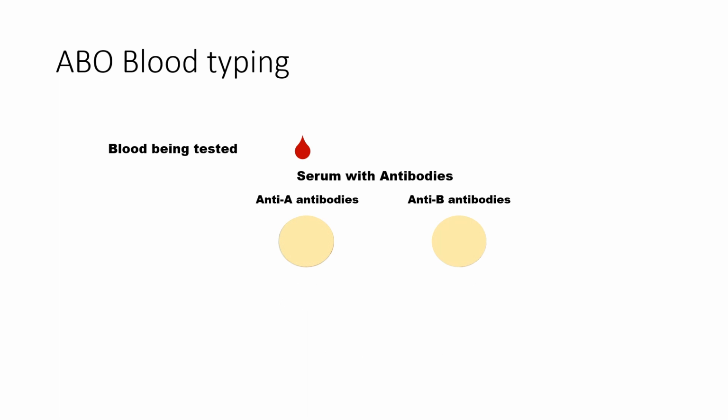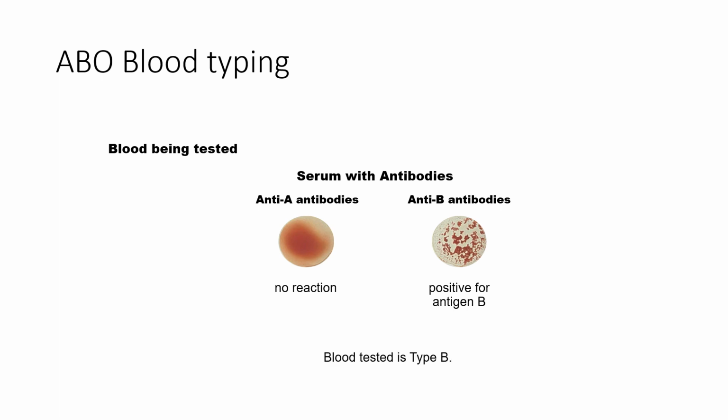In this scenario, we'll take our blood, we'll drop it in the anti-A antibody vial, and we got no reaction. So we know that our blood has no antigen A on it. And if we do the same thing with our anti-B antibodies, drop that blood in there, in this case, we did get a positive for antigen B. So this makes our blood type type B.